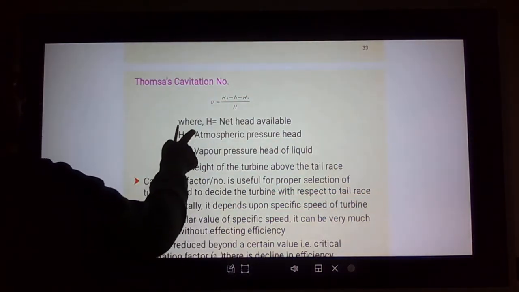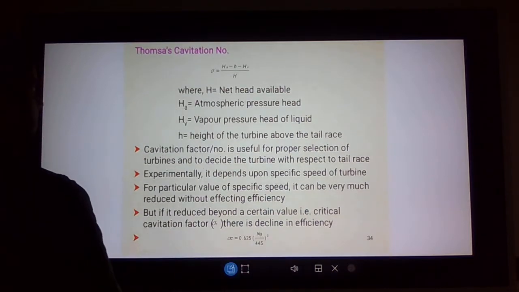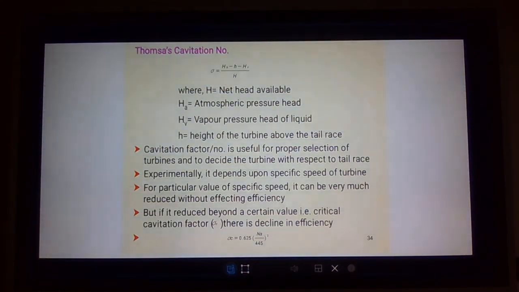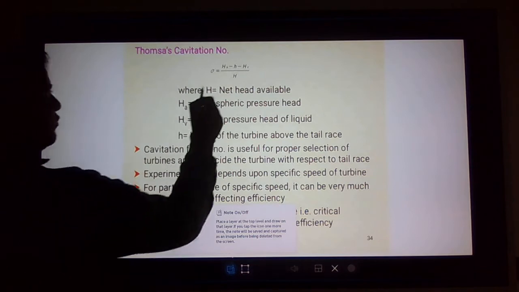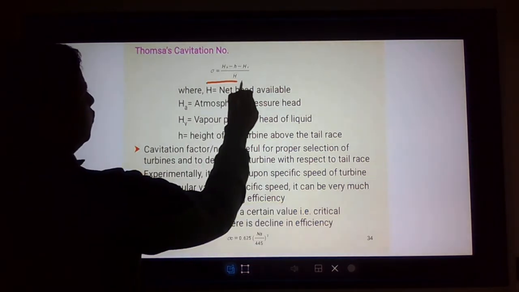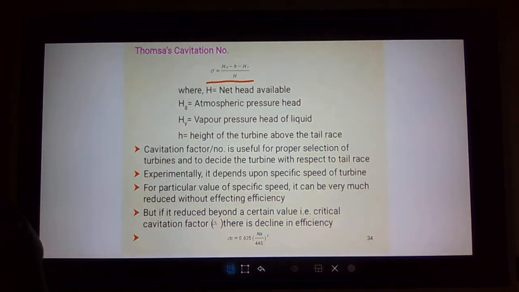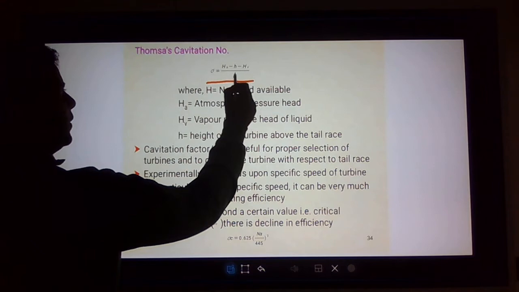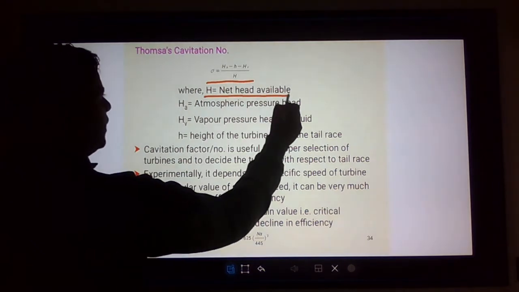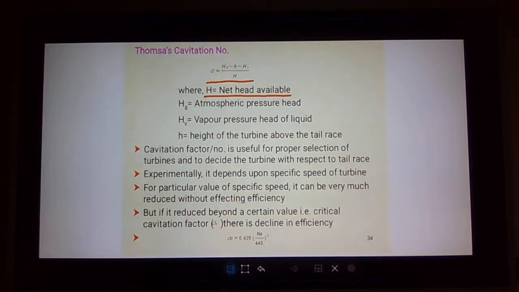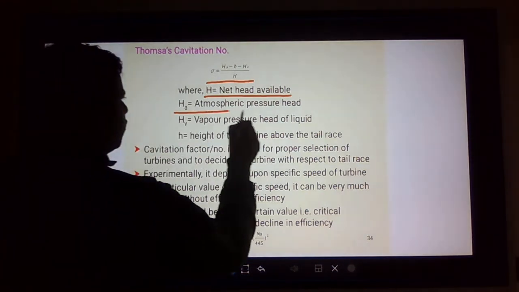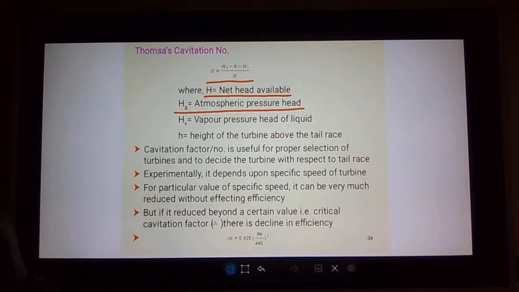So this Thoma cavitation factor sigma is equal to HA minus HV minus small h, upon capital H, where this capital H is your net head available. Okay, net head available at the turbine. HA is the atmospheric pressure head.